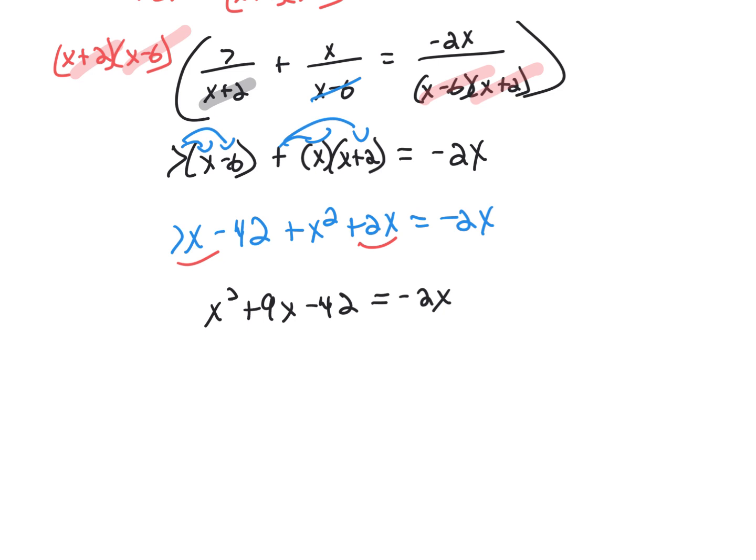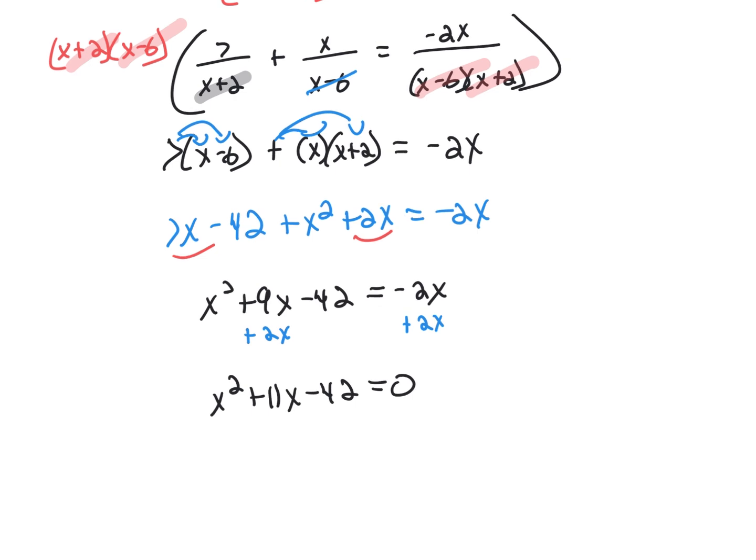And then, of course, this is going to be a quadratic that we need to set equal to 0. So I'm going to cancel out negative 2x by adding 2x. Of course, I have to add that to both sides. So I end up with this quadratic of x squared plus 11x minus 42 equals 0.